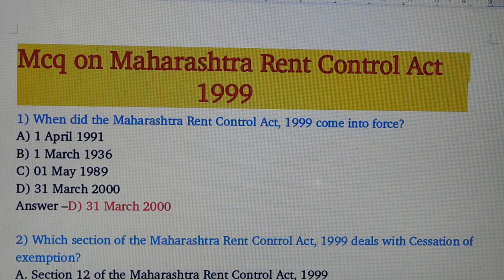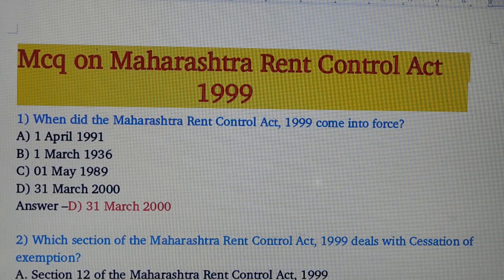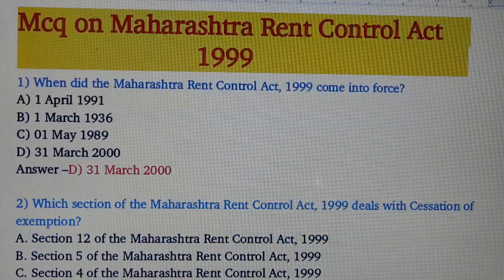So friends, we will see MCQs of the Maharashtra Rent Control Act, questions with answers. Question number 1. When did the Maharashtra Rent Control Act 1999 come into force? Answer is option number D, 31st March 2000.